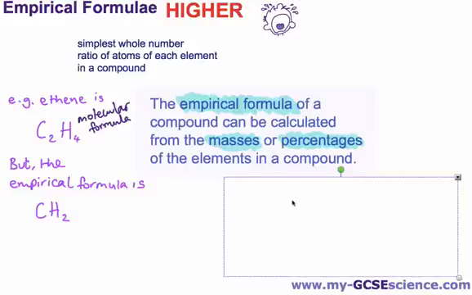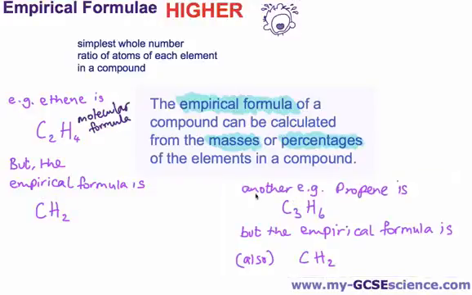Now we can have a look at one more just to make sure we completely understand this. Another example is a substance called propene. Its molecular formula is C3H6, but the empirical formula is CH2. So if we simplify the ratio of atoms of carbon and hydrogen, we have 3 to 6, that can simplify to 1 to 2, so then we write it out as C1H2. We don't write the 1, so it's CH2 as well.